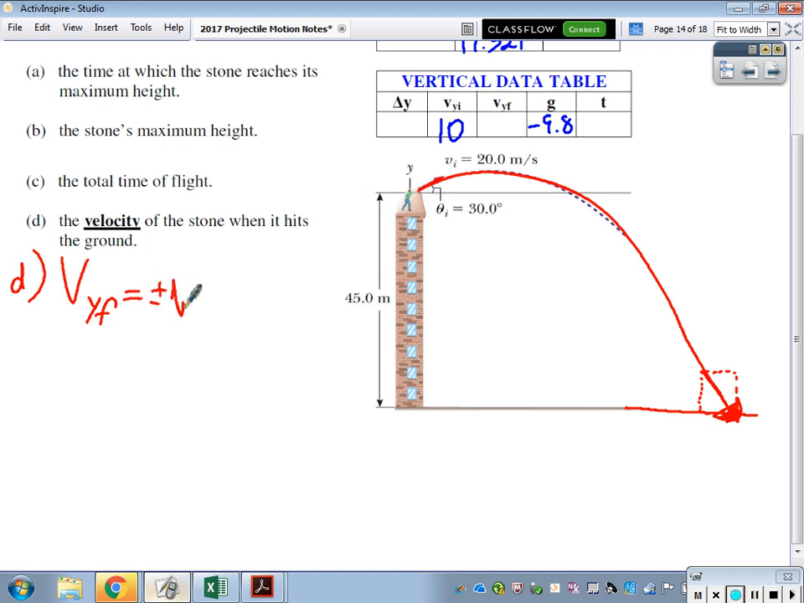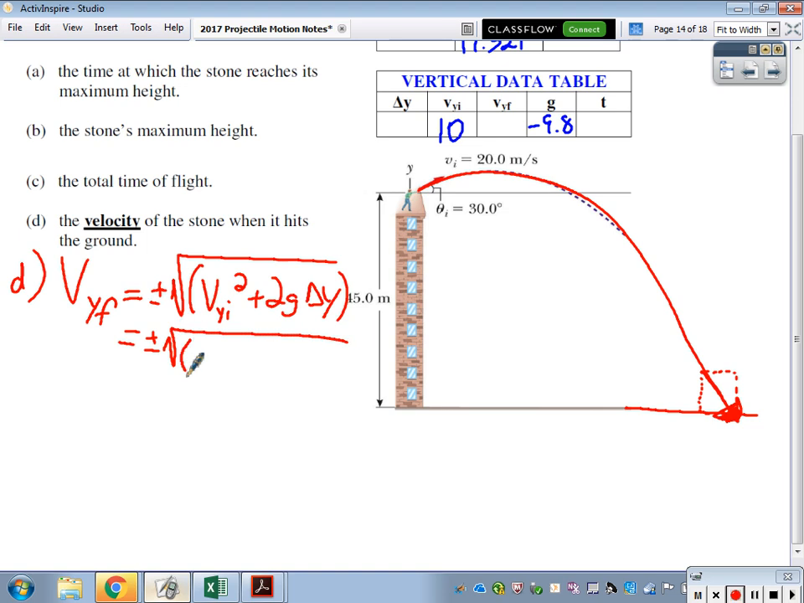Plus or minus square root of Vy initial squared plus 2g delta y. Close it off. What should we use for Vy initial? We should use 10 squared plus 2 times negative 9.8 times negative 45. Close that off properly, then we'll go ahead and solve for that.